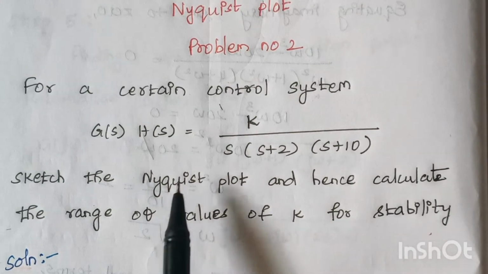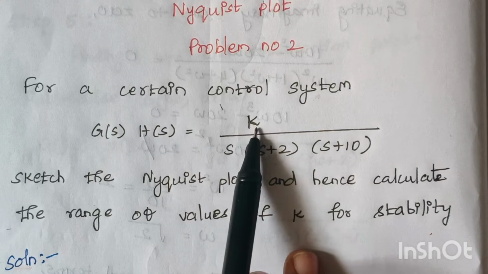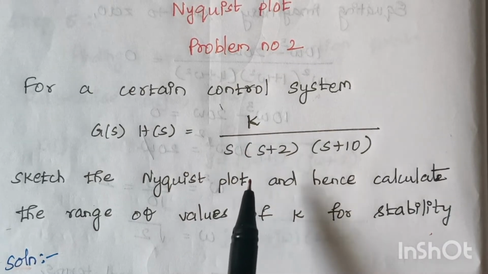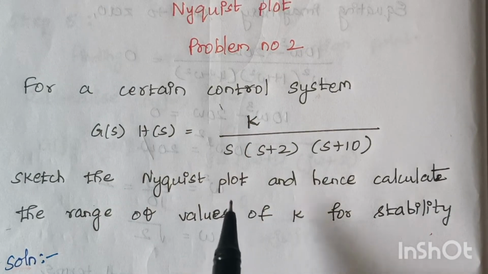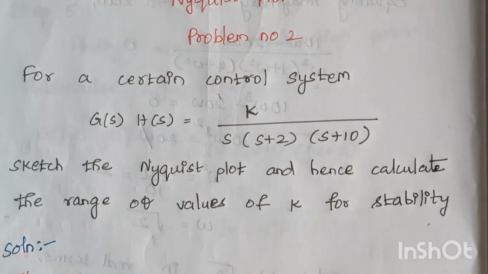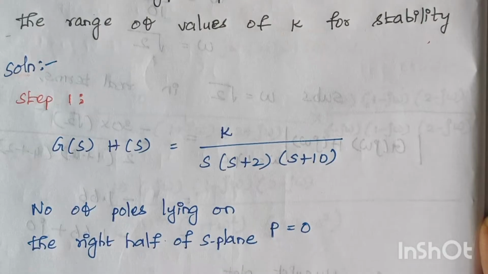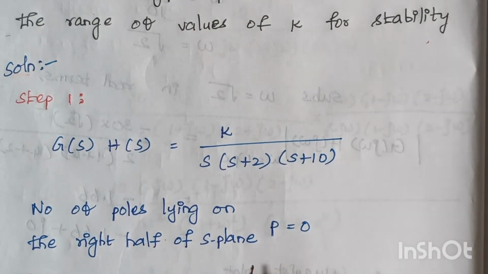So in this problem, we are given a constant k, and we don't know its value. We are asked to find the range of values of k for which the system will remain stable. So the first step is the number of poles lying on the right half of the S-plane.